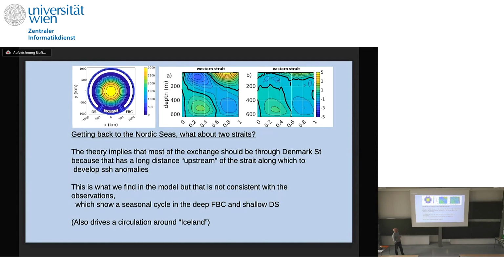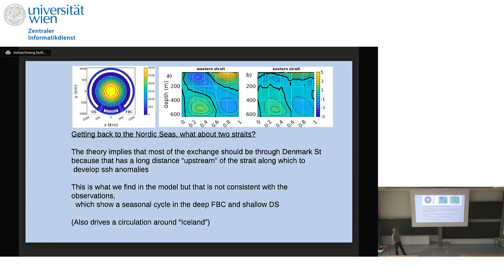Now I'm looking at the transport through these straits, the Western Strait and the Eastern Strait, and it looks like this. So I get a large seasonal cycle in the upper ocean in Denmark Strait. That's consistent with the observations. But I also have a large transport down here in the deep part of Denmark Strait and a weak transport in Faroe Bank Channel. That's not consistent with the observations.